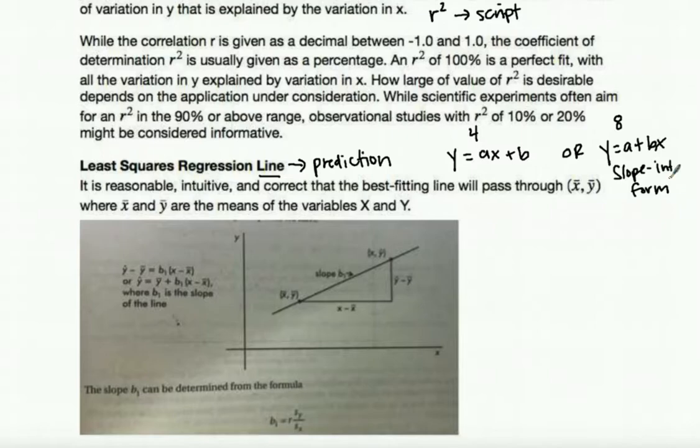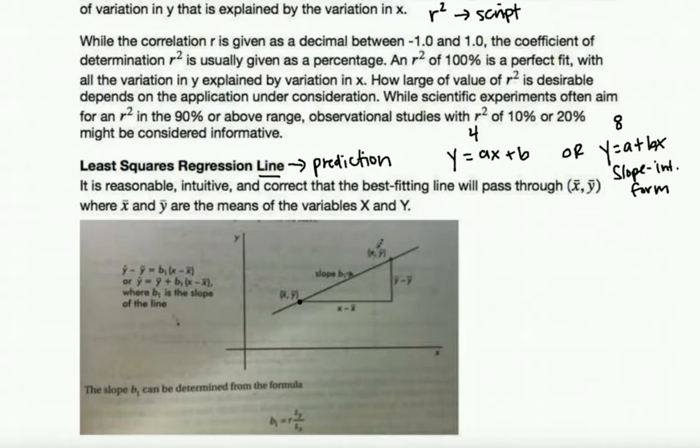This is in slope-intercept form, and that's another one of those Math 1 terms from a long, long time ago. Once you've got this line, it will always pass through the point x bar, y bar, where x bar is your average, or mean, for your x's, and y bar is your average, or mean, for your y's. This is a good picture of how this particular line works.